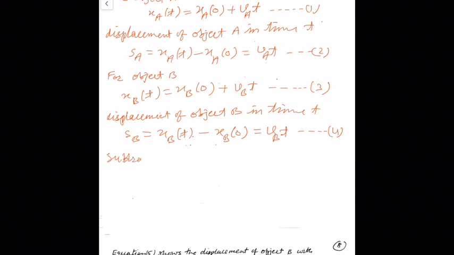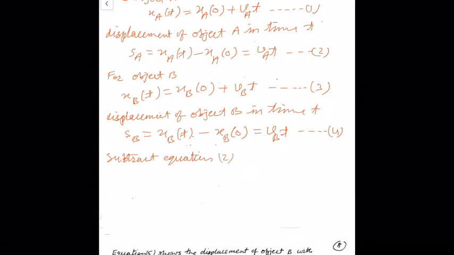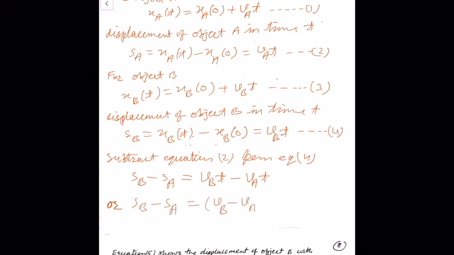Subtract equation 2 from equation 4. We will get SB minus SA is equal to VB into T minus VA into T, or SB minus SA is equal to (VB minus VA) into T. That is equation 5.